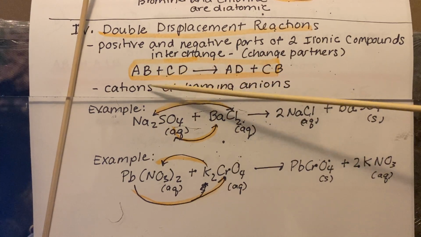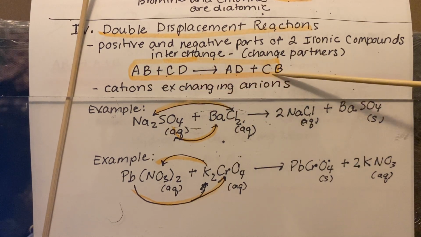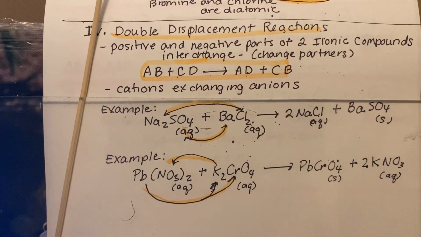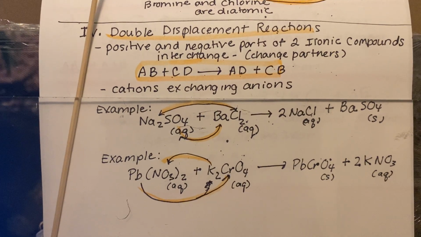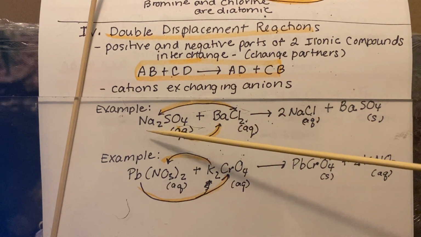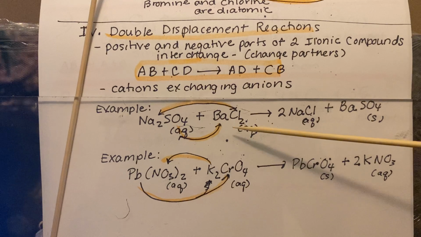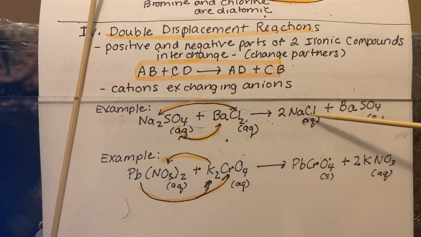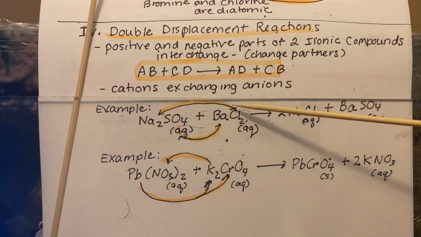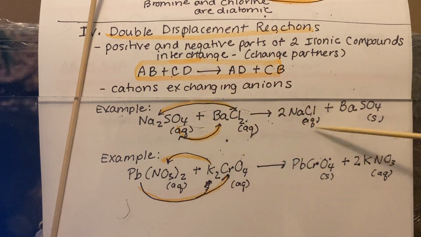So you have AB plus CD, now AD plus CB. They change positions. So it's basically double changing positions, interchanging or changing partners. Here's an example of it. You have sodium sulfate and barium chloride, and then they change partners to become sodium chloride and barium sulfate. See how they just change their partners? They become paired with different partners.